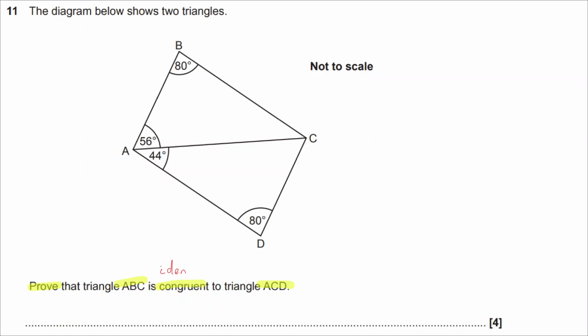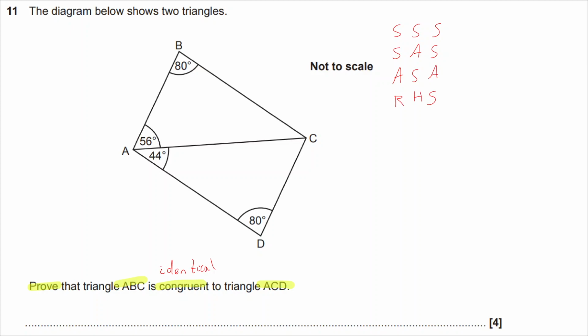Now, if triangles are identical, there are 4 rules that we need to know. All of the sides are going to be the same, so they're SSS triangles, or you've got a side, angle and a side that are the same, or it could be angle, side, angle, or it could be a right angle, hypotenuse, and a side.